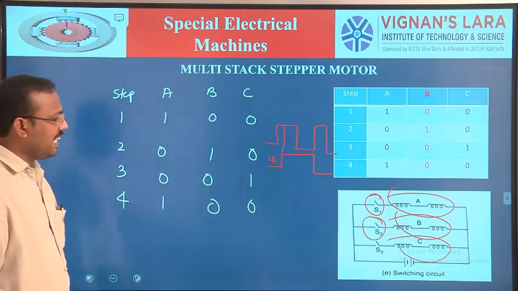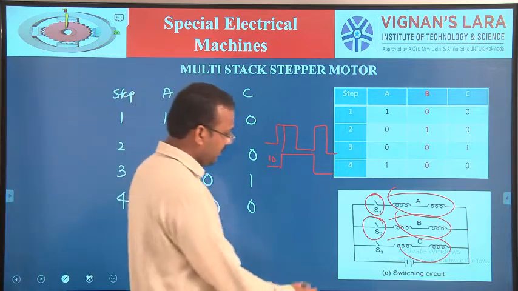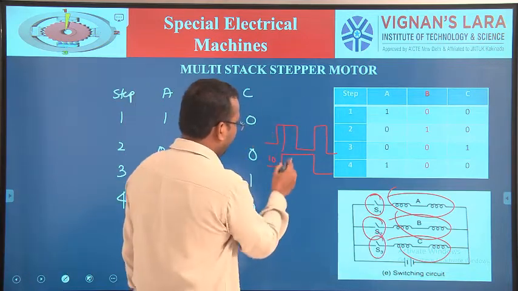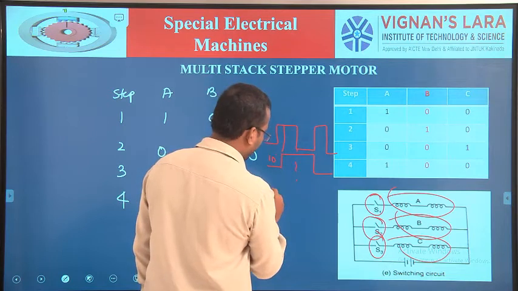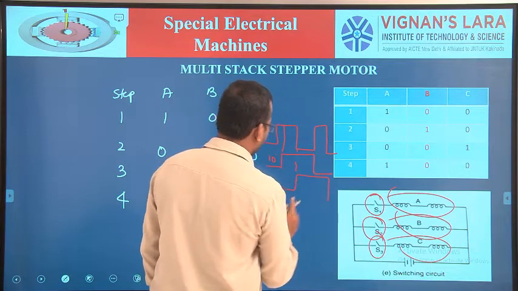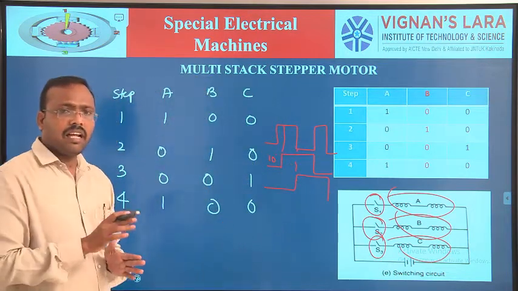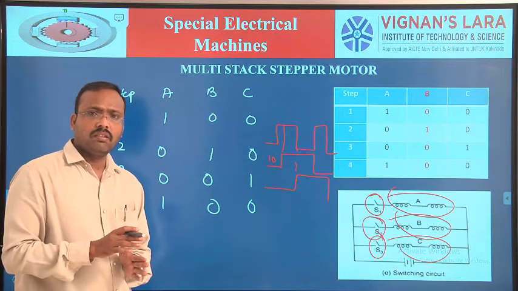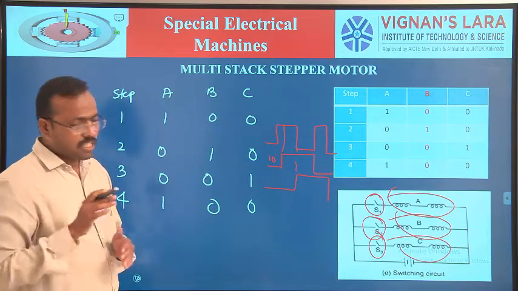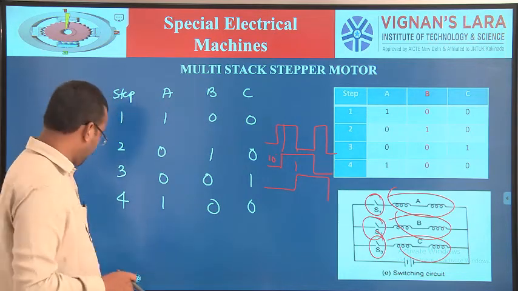Next, phase C is energized. Another 10 degree offset angle here. It will start from here. So like that, the stacks move for the corresponding pulses.